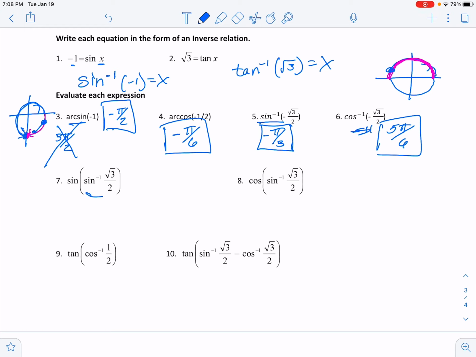This one, you've got to do what's inside first, inside the parentheses, and then do the outside. So it's asking you what angle has a sine value of root 3 over 2. Remember, it's restricted, so that's going to be pi over 3. So now it's asking you for the sine of pi over 3, which is root 3 over 2. Okay, this one's asking you for the sine, has root 3 over 2, that's pi over 3. Then they want the cosine of it, and you get 1/2.